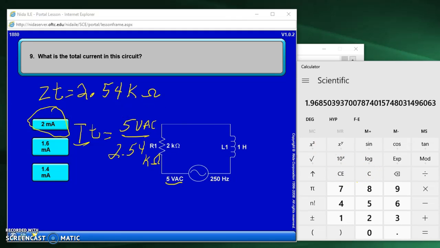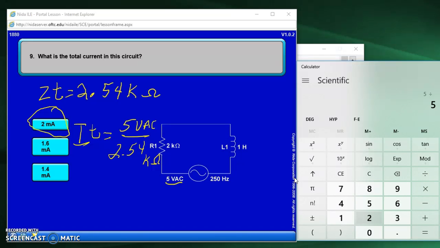Some of you may be going, well, how do I know that's really the right answer? Because we came up with an answer of 1.96. How do I know that's milliamps? Again, we can go back to base units. Still got to know how to do your conversions. But remember, it's really 2.54 K ohms. K means times 1,000.